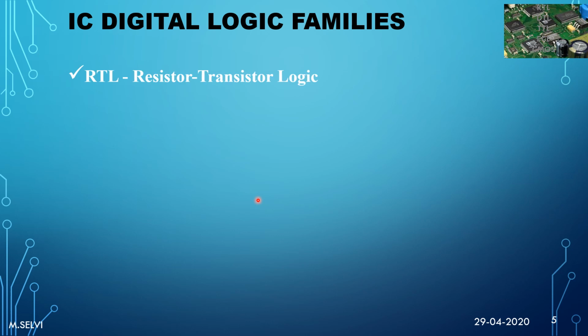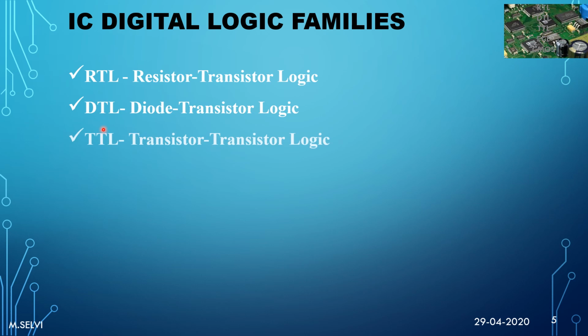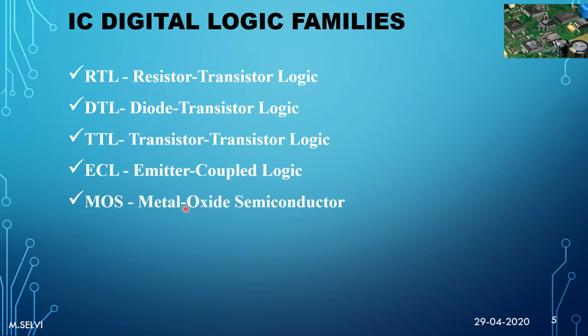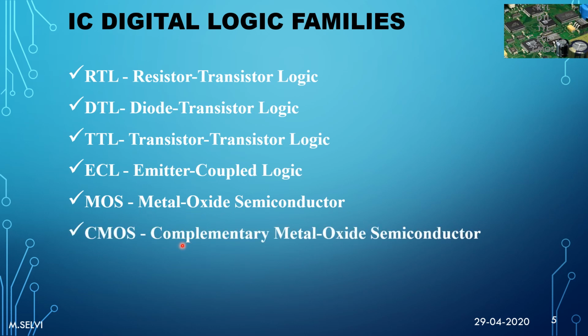Resistor transistor logic family, which is called RTL. Diode transistor logic family, short form DTL. Transistor transistor logic family, TTL. Emitter coupled logic family, defined as ECL. And metal oxide semiconductor logic family, MOS family, or complementary metal oxide semiconductor logic family, called in short CMOS logic family.